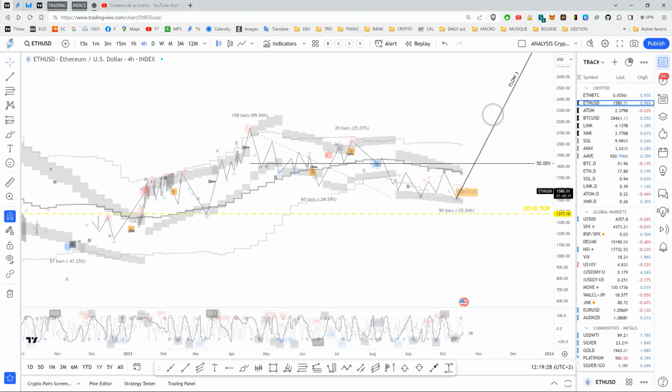Until then, let the DOM talk. Just trade what you see. Don't try to overthink things. Sometimes you'll take stop losses. Just take them and move to the next trade. That's really the way it goes.